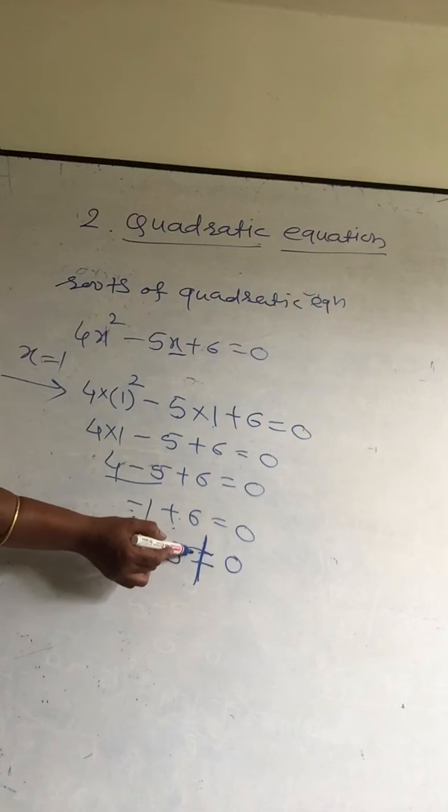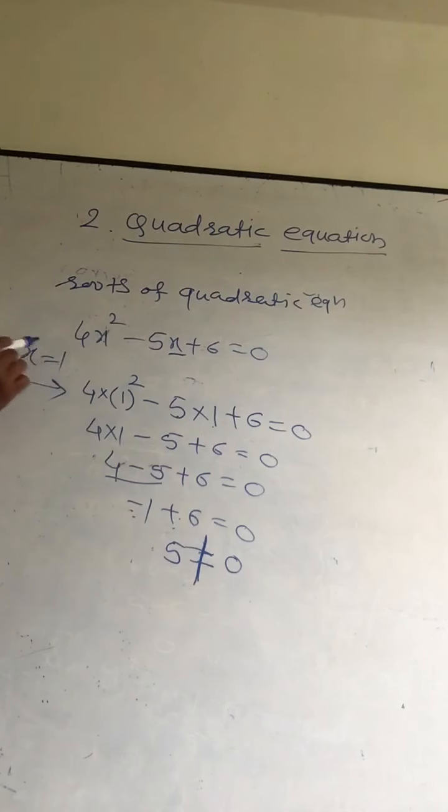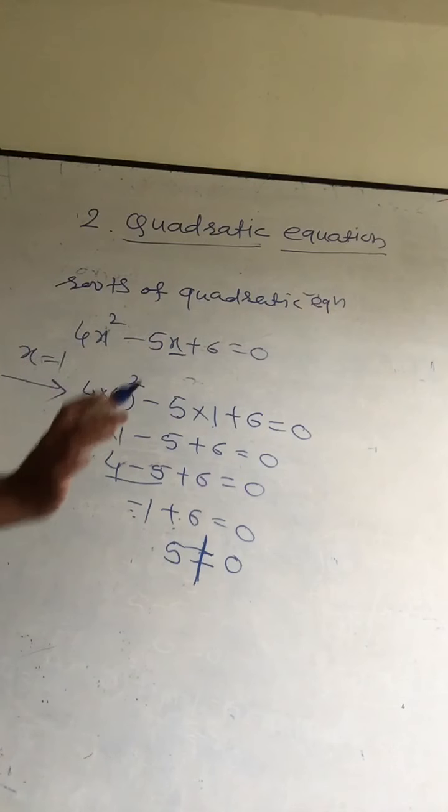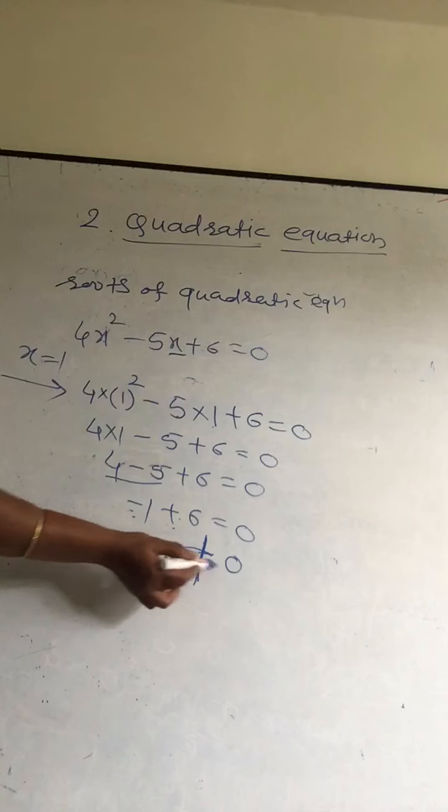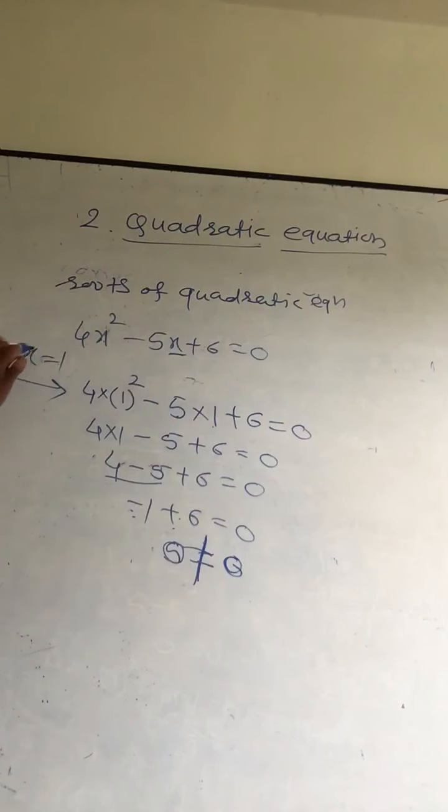Therefore, if 5 is not equal to 0, that means x is equal to 1 is not a solution for this equation. When the left side value becomes 0 and the right side is 0, then only this is the root for this equation. Otherwise, it is not a root of the given equation. So we have to check whether the given values of variables are roots of this equation or not. Okay.